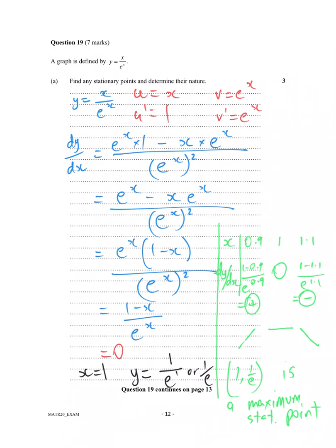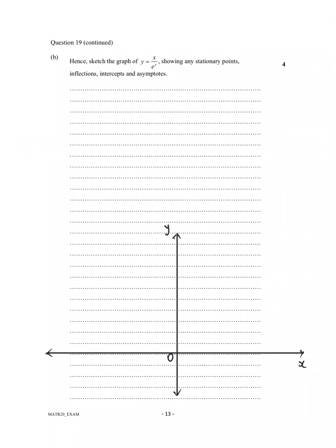If we'd done that with the second derivative, we would have also found that it was concave down at x equals 1, which would have given me the same thing. For 4 marks here, I'm asked to sketch the graph of y equals x over e to the x, showing any stationary points. Well, we found that our stationary point was at x equals 1, and that it was a maximum.